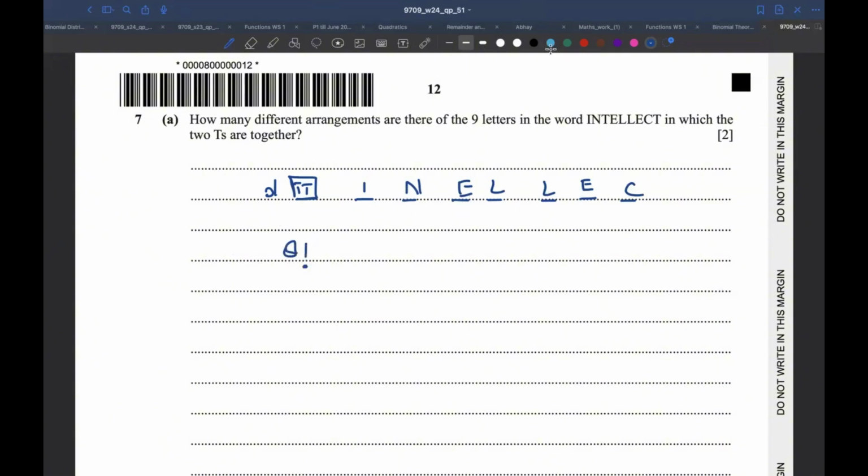Whenever it says two letters or two people are together, you put them in a single box and treat that as one, because they will always move together. So this is the total number of arrangements for these 8 different items. However, because there is repetition, E is repeating 2 times, so we divide by 2 factorial, and L is repeating 2 times, so we divide by 2 factorial again. So 8 factorial divided by 2 factorial times 2 factorial. In your calculators, you will get your answer: 10,080.